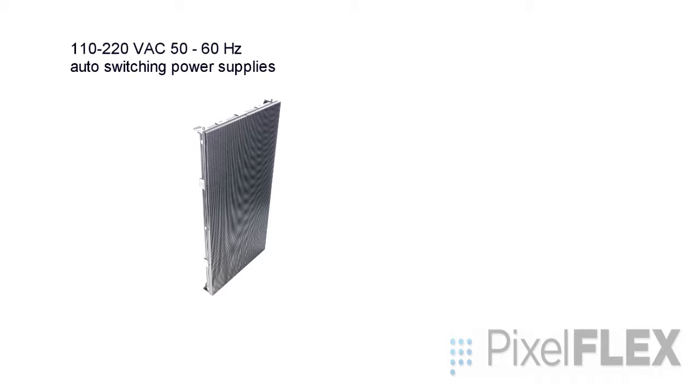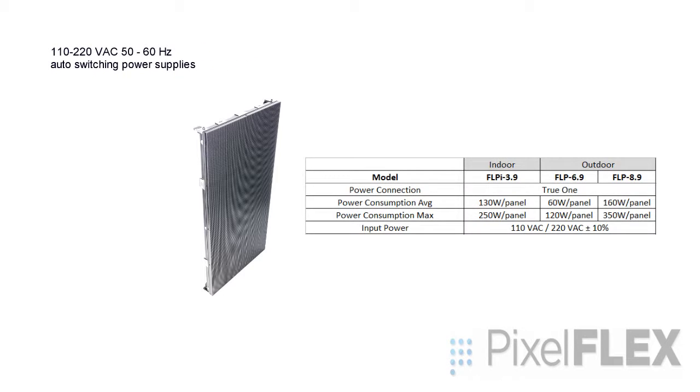Power consumption for FLEXLite Plus cabinets are 130 watts average and 250 watts maximum for each FLPI 3.9 cabinet, 60 watts average and 120 watts maximum for each FLP 6.9 cabinet, 160 watts average and 350 watts maximum for each FLP 8.9 cabinet.